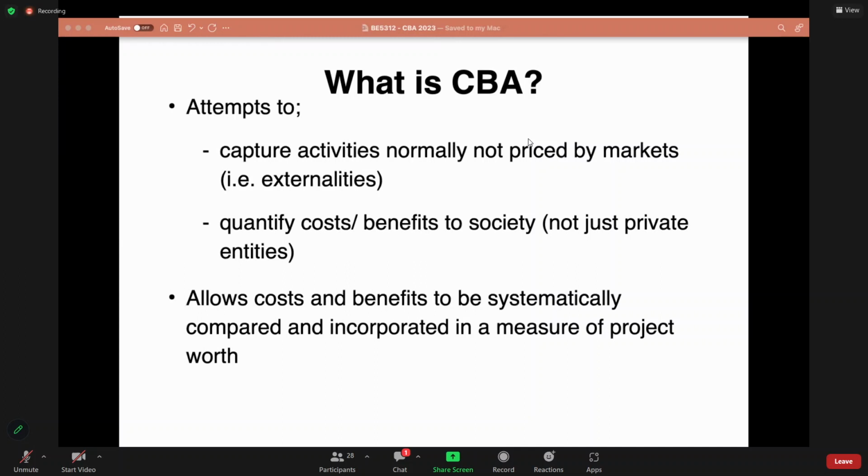So the difference here, compared to a normal financial appraisal, is that you are trying to capture these activities, these externalities, which would normally not be priced by markets. So you're quantifying the costs and benefits to society as a whole and not just the private parties.